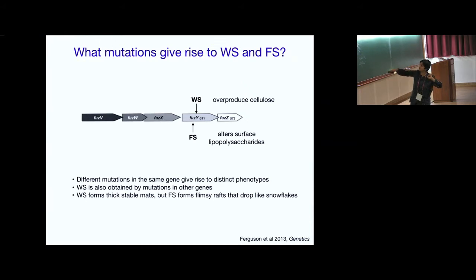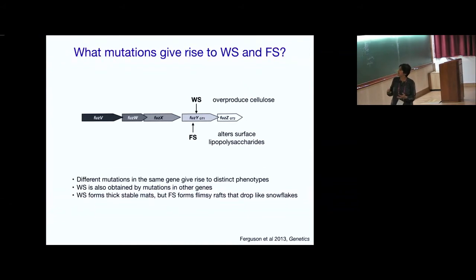And finally, what's really interesting is that WS forms thick, stable mats, but FS forms flimsy rafts that drop like snowflakes. This they figured out when they did some nice time-lapse photography or videos of these films. So I'm going to show you that on the next slide.